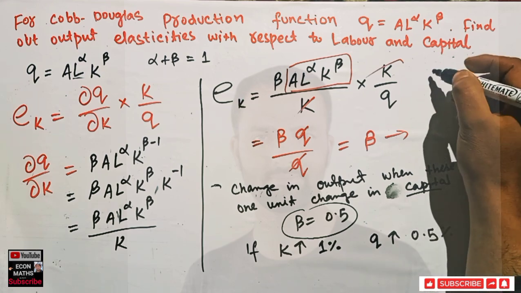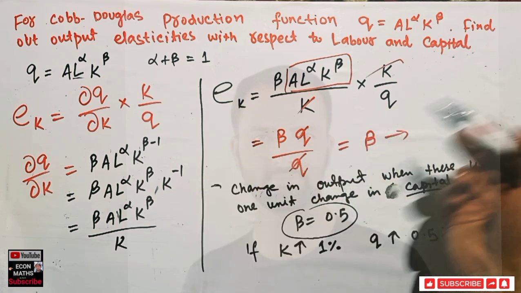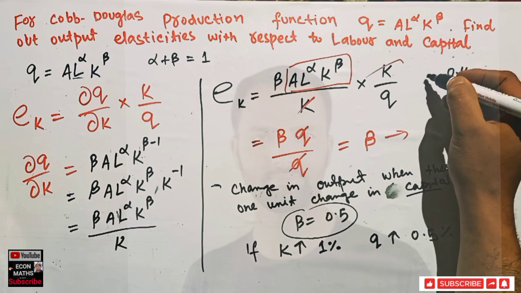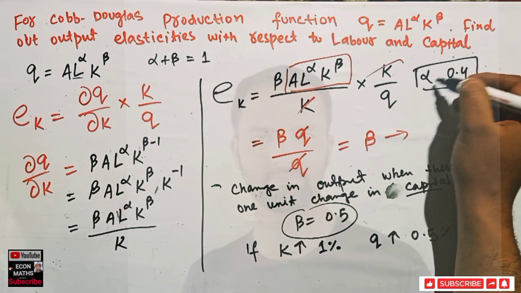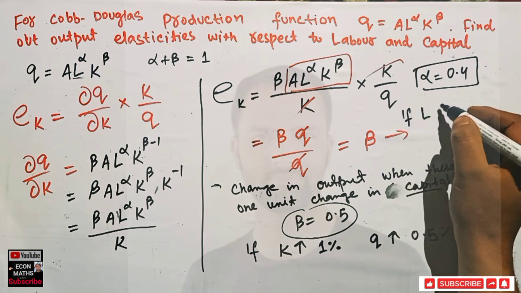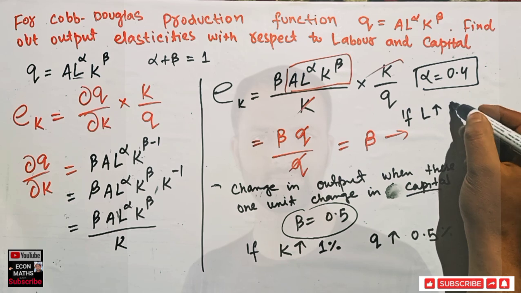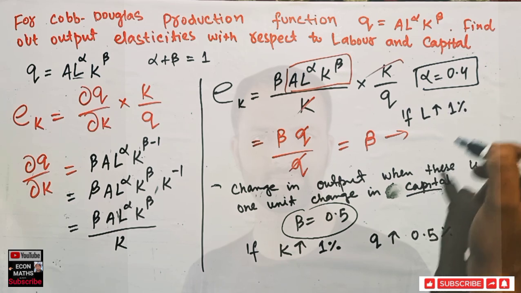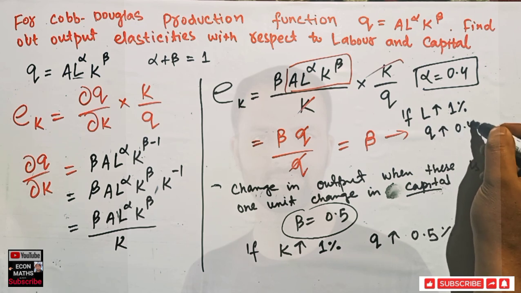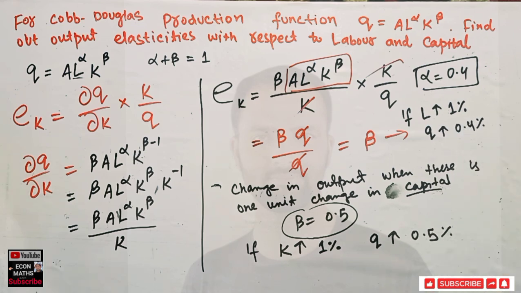Similarly, let us say the output elasticity of labor was, let us say, 0.4. I'm just assuming alpha is 0.4. What does this tell us? It simply tells us if labor increases by 1%, output will increase by 0.4%. Okay, this is about the output elasticity of capital and labor.